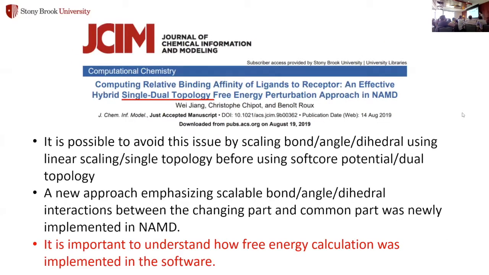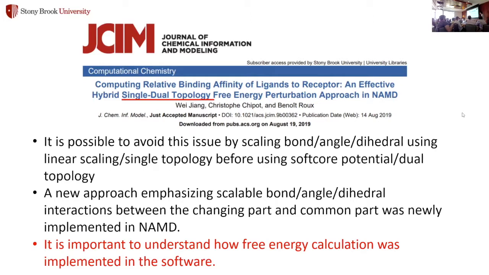So it seems like this may not be just Amber-unique stuff. A publication came out last week in NAMD. People found, I think, the same issue. It's also about not scaling bond angle and dihedral in the interfacing region. So they use a hybrid single-dual topology. By the name you can tell they just combine these together.